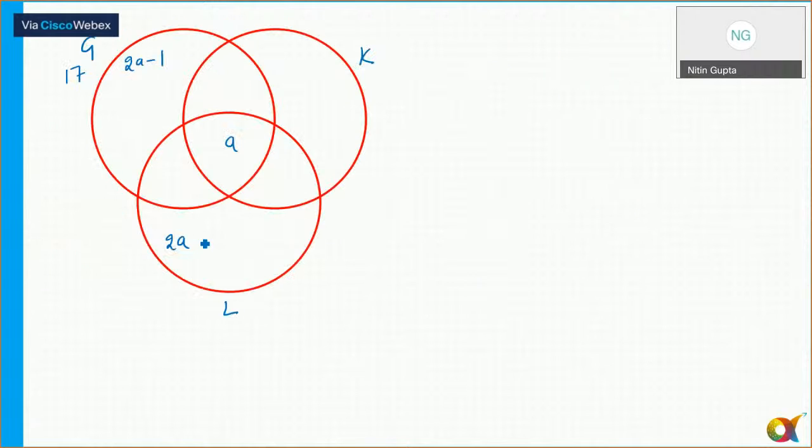So only K is equal to both K and L. Yes or no? If I say this is equal to B, then K and L is equal to A plus B. So only K also has to be equal to A plus B, because only K is equal to both K and L. Next point here.